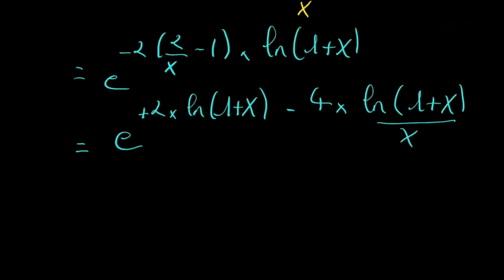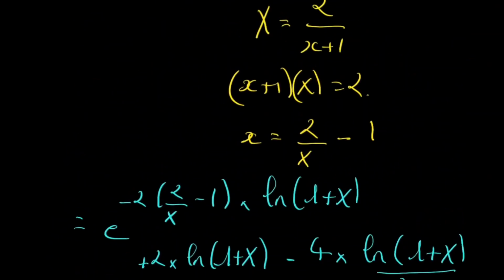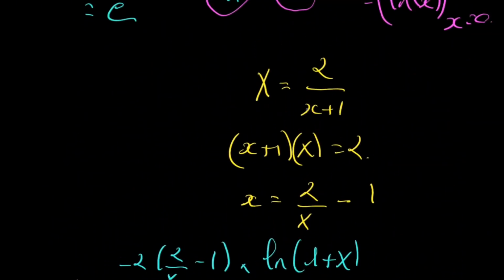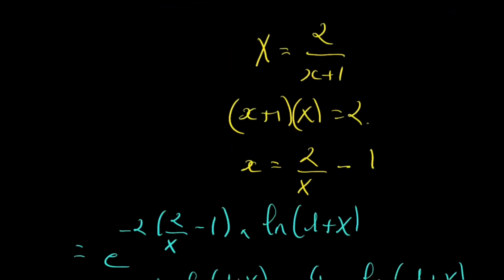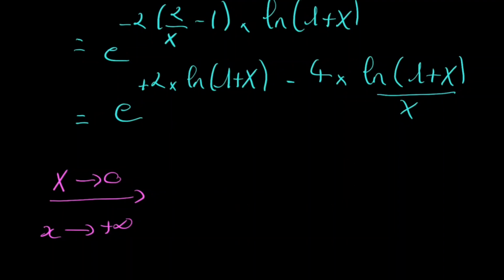And we now just have to take the limit. So the limit when capital X tends to 0, because this is the same limit as when x tends to plus infinity. Because x tends to plus infinity implies capital X tends to 0, because 2 over plus infinity is equal to 0. So the limit we are looking for is equal to the limit when X tends to 0. This is called a change of variables.